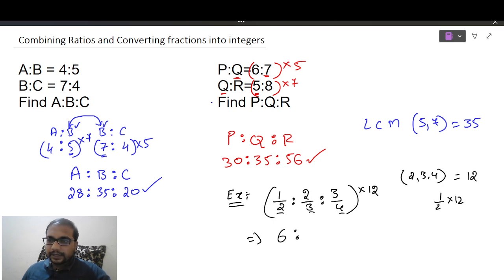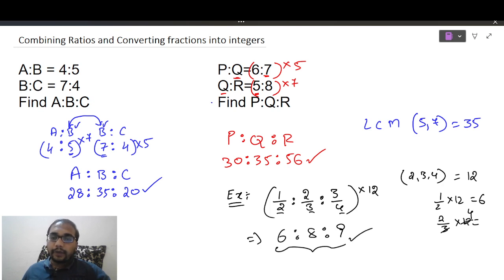Half into 12 is 6. Next, 2 by 3 into 12: 3 4 times, 4 2s are 8. 4 3 times 3 into 3 is equal to 9. So the ratio is 6 is to 8 is to 9.